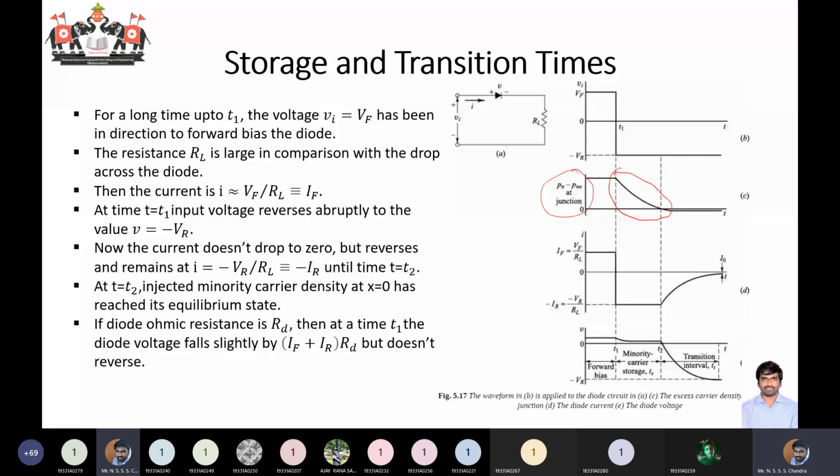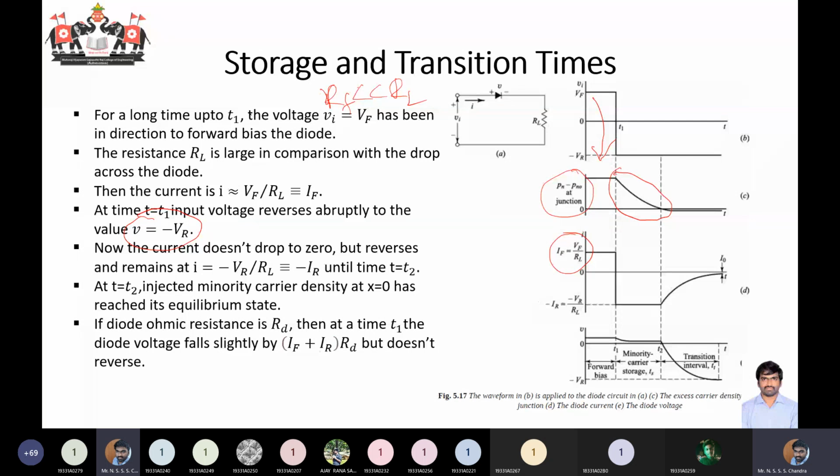So let us see what is given in this text. For a long time up to t1, the input voltage Vi is equal to Vf in the forward direction. The resistance RL is large in comparison with the drop across the diode. So I mean to say that the forward resistance Rf of the diode is very much less compared to your external resistance RL. Then the current I is nearly equal to Vf by RL, which is equal to If. And then at time t1, your voltage suddenly reverses to minus Vr. So the voltage has shifted from plus Vf to minus Vr.